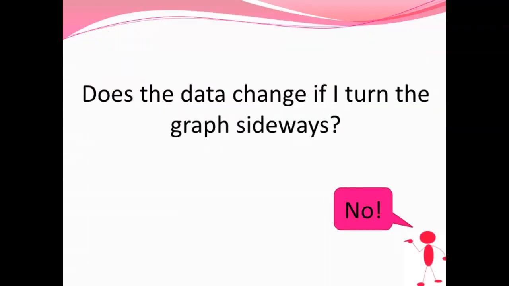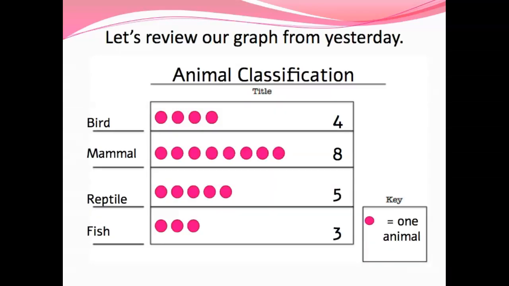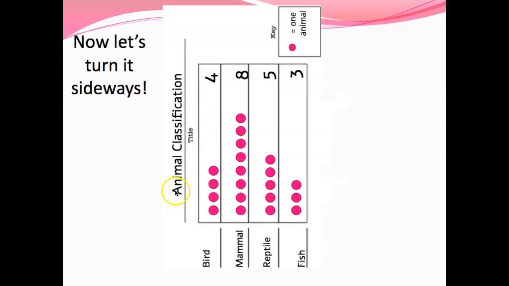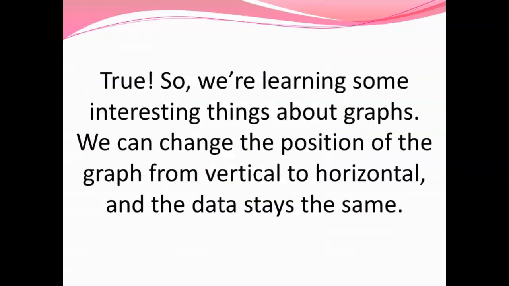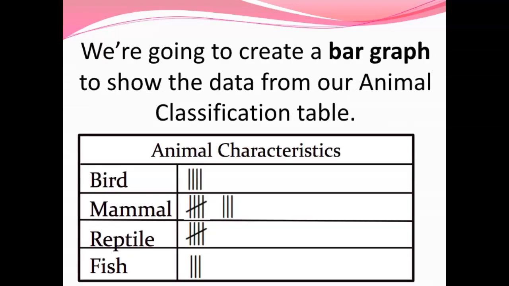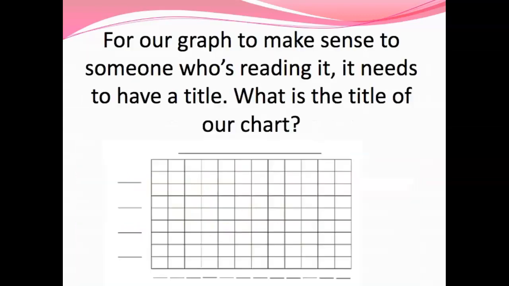And does the data change if we turn it sideways? No. We had 8 mammals here. When we turn it sideways, we still have 8 mammals. True, so we're learning some interesting things about graphs. We can change the position of the graph from vertical to horizontal or horizontal to vertical, and the data still stays the same. So today, like I said, we're going to make a bar graph using the same data from our animal classification table. Remember, there were 4 birds, 8 mammals, 5 reptiles, and 3 fish.